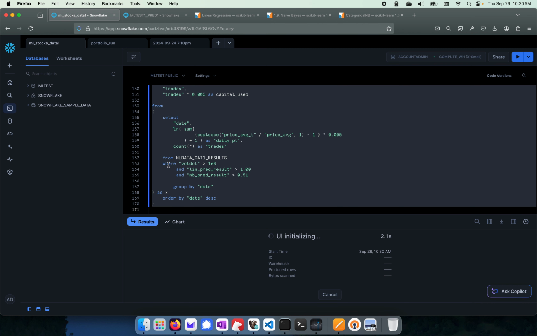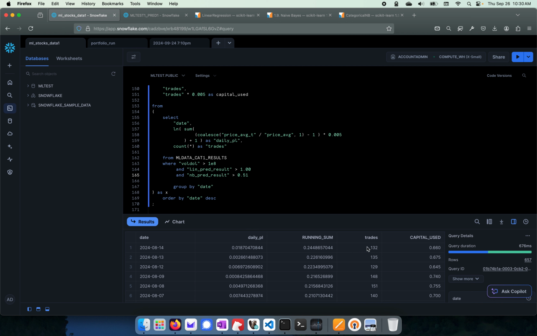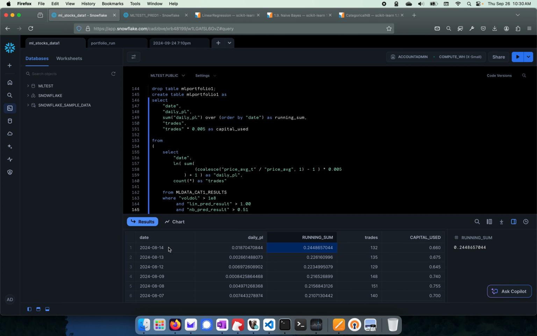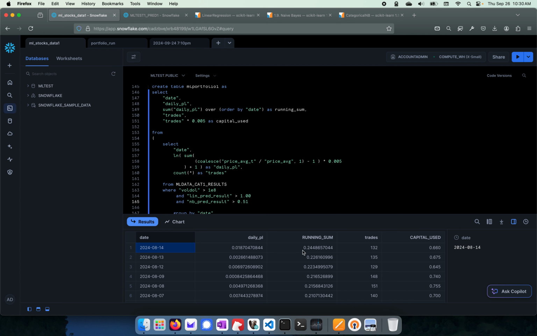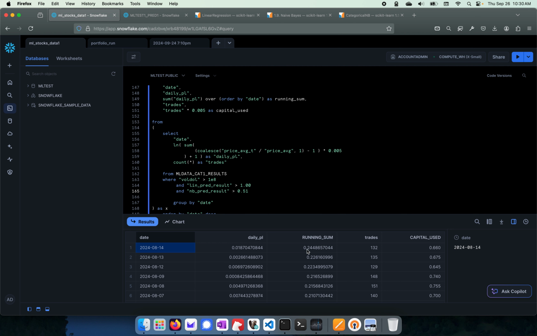Oh yeah, and of course we have to have our filters in place. We're looking for anything that matches our criteria for our models. And we have the number of trades placed on the day, capital used, and we have here the running sum. So 0.24 would mean that our portfolio went up by 24% since 2022. So 0 would mean break even. We can always add a 1 at the end if we want to see it, 1 plus 0.24, 1.24. That would be the ratio change.